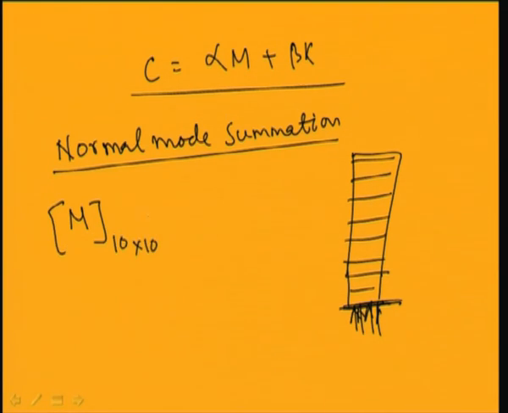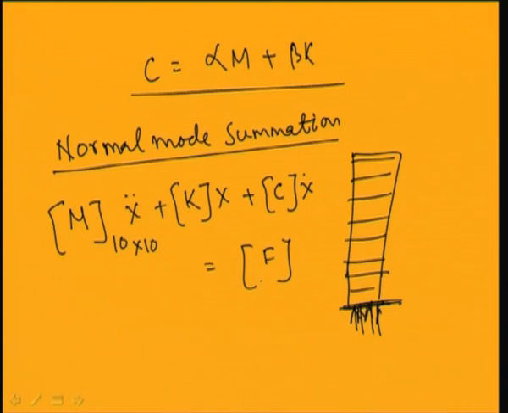So M x double dot plus K x, and one can write the C matrix also, C x dot, equal to the F matrix. So in this case M equals 10×10, K also equals 10×10, and C also is a 10×10 matrix, and this forcing F is a 10×1 vector.